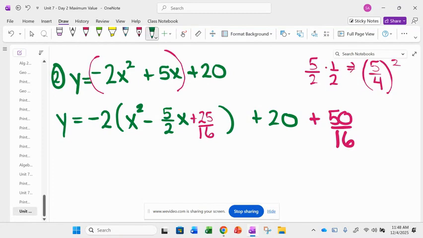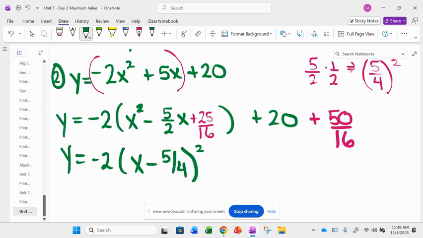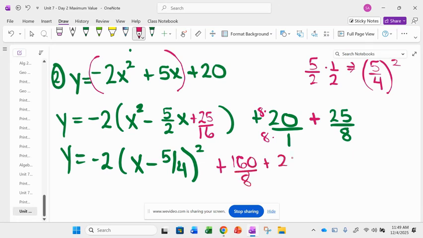Now I'm going to complete my square inside my parentheses. So we have y is equal to -2 times the quantity of x minus 5/4 squared. Can I simplify this 50/16? Are you guys okay with that? If I divide by 2, I'll get 25/8. And now to add the 20 plus the 25/8, I need a common denominator. So I'm just going to multiply top and bottom here by 8. So we're going to have 160/8 plus 25/8.